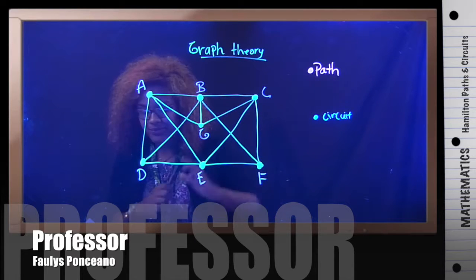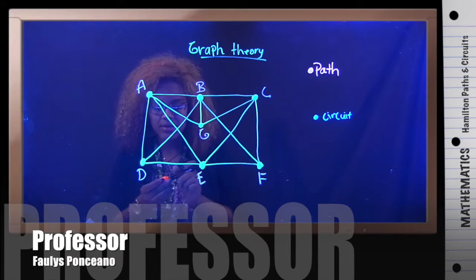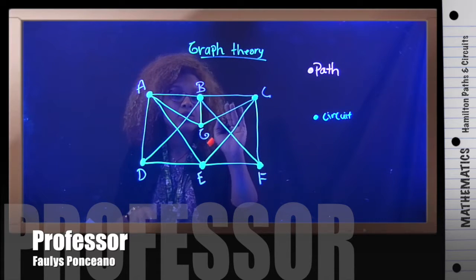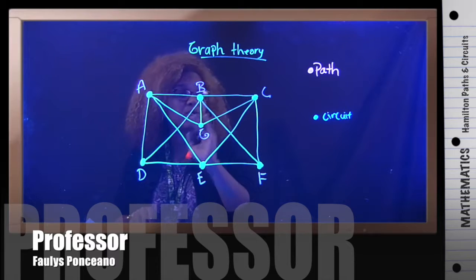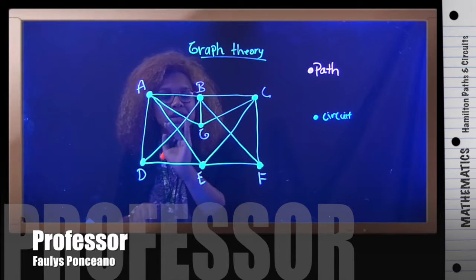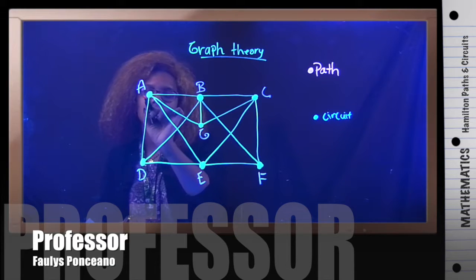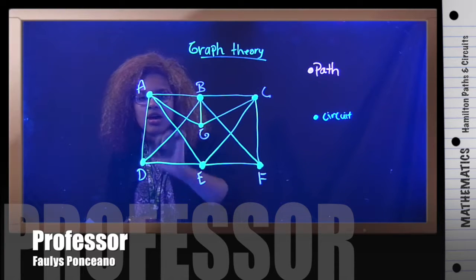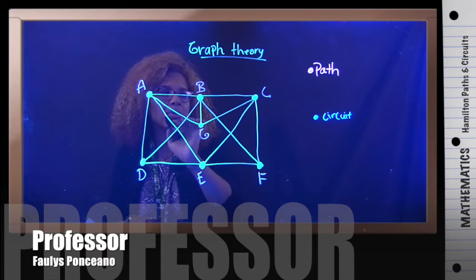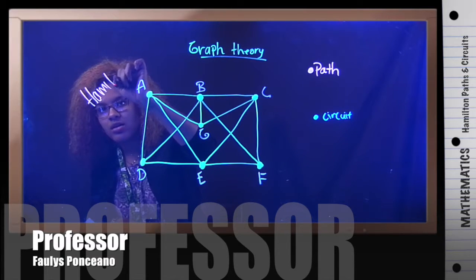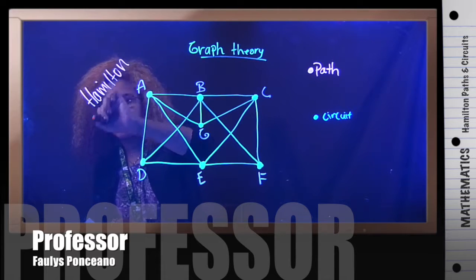A path, okay, a Hamilton path means that you can only go through each vertex once. Now, you have to also take into account the actual rule for a path that you can only go through an edge once. Okay? So you cannot go back. It cannot say A, B, D, and back to A. Cannot do that with a Hamilton path. Let me make sure this is all we're working.